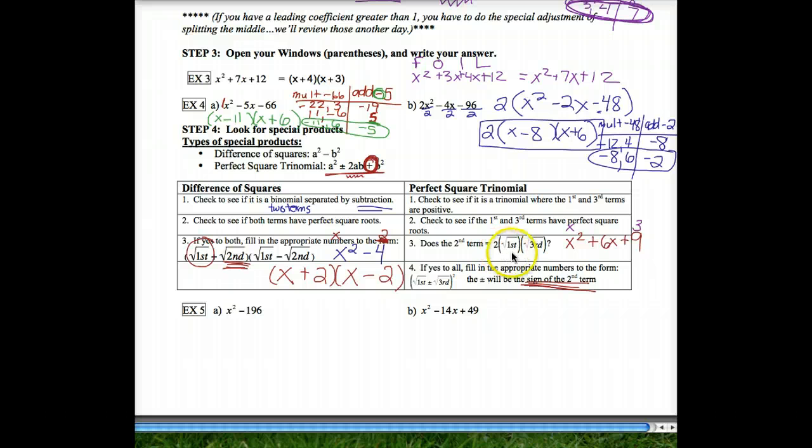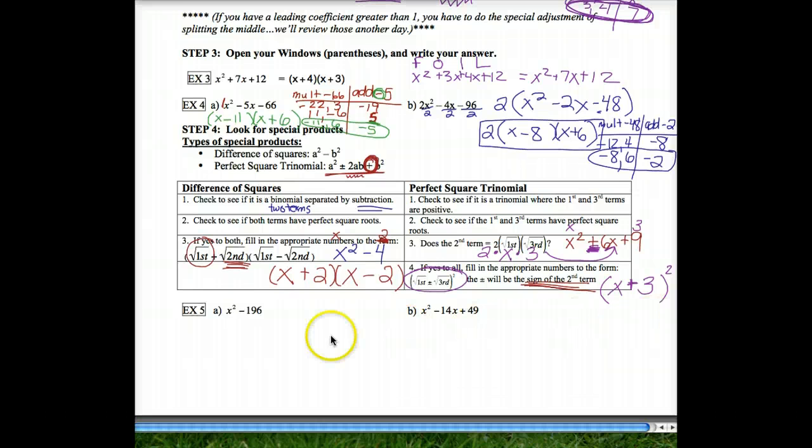The second term is the one you might have to write out. Is the middle 2 times the square root of the first, which is x, times the square root of the third, which is 3? 2 times x times 3 is 6x. So yes, this is a PST. Factored form is described right here. You put a single parenthesis with a squared. Square root of the first term goes in the front, so that was my x. Square root of the third term goes in the back, so that was my 3. Whatever the sign of the second term was, so the sign of the second term here was a plus, so a plus goes in the middle.